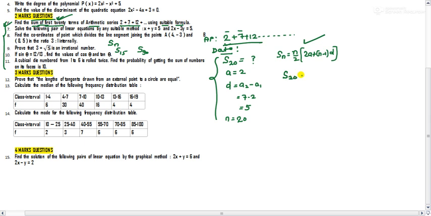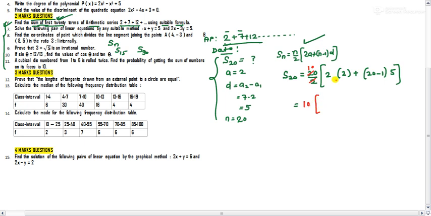So this is S20. This is 20 by 2 into 2a. What is the value of a? It is 2, plus n minus 1, so 20 minus 1, into d. What is d here? 5. Correct? So see here, most of you will make a mistake. You can solve 2 tens, this will get cancelled, so you can write 10.